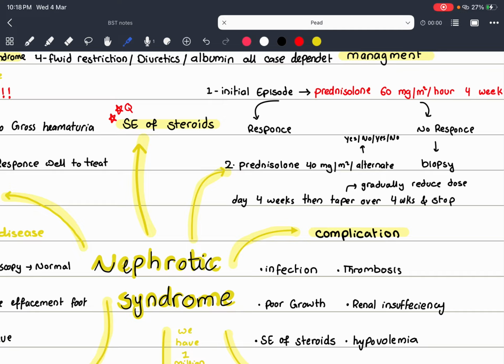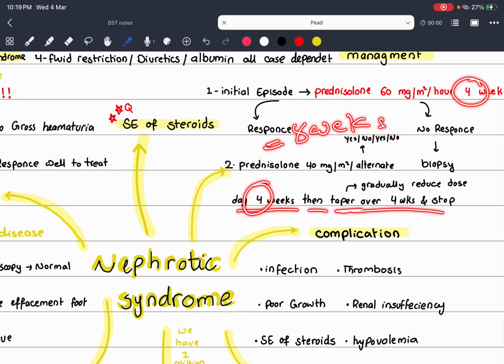But first, I forgot to tell you, if he responds well to this treatment, very important, you look for his urine going back to normal. So if there's a response, you complete on this. If there's no response, you should proceed with biopsy. After it's alternate, you do this for 4 weeks. So you covered 8 weeks so far. Then taper over 4 weeks and stop. You gradually reduce the dose.